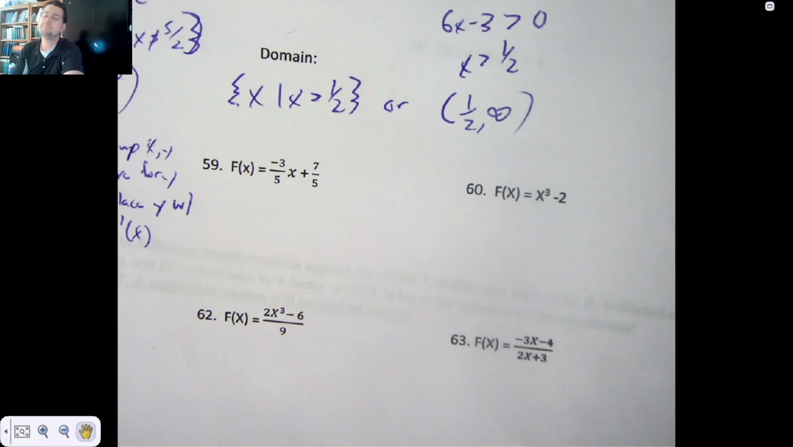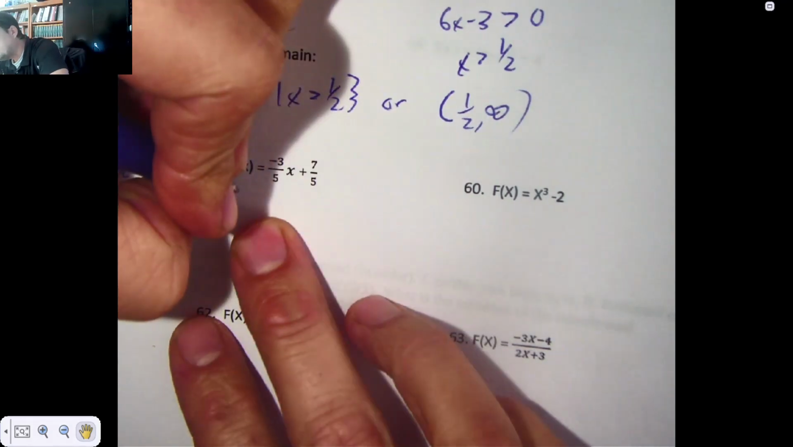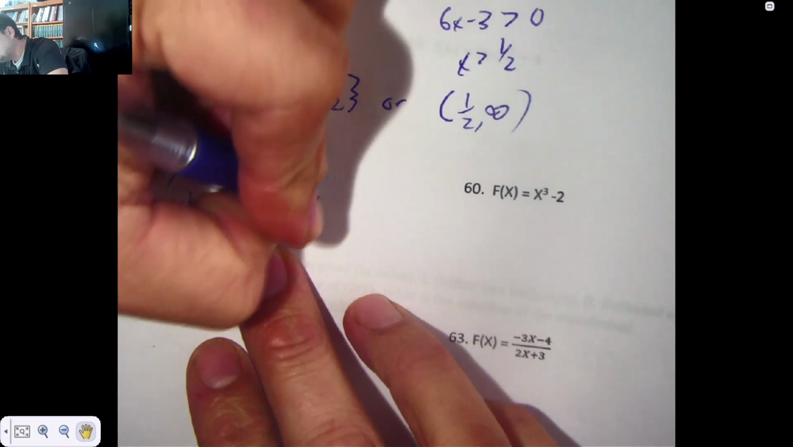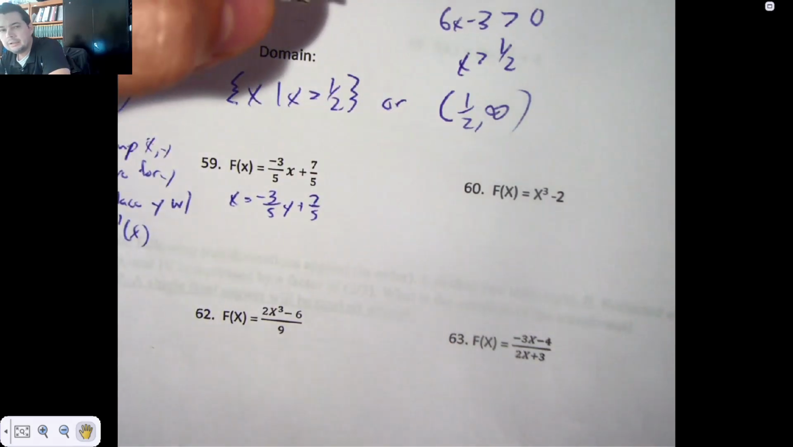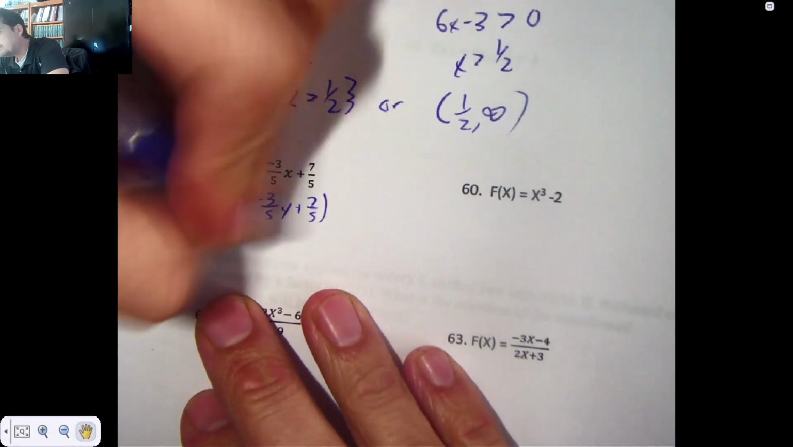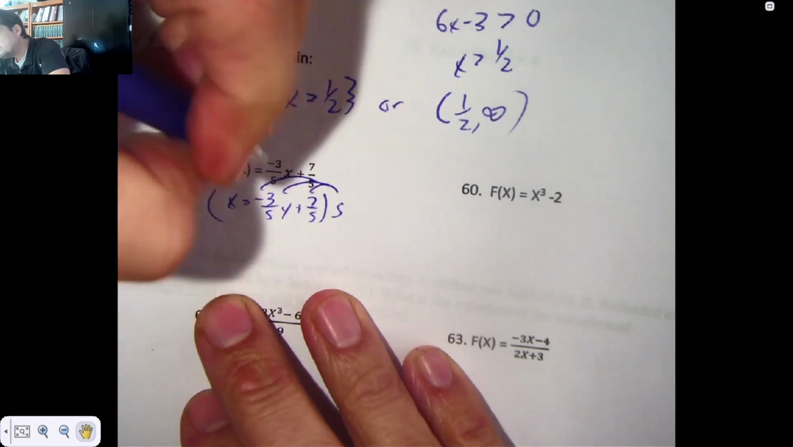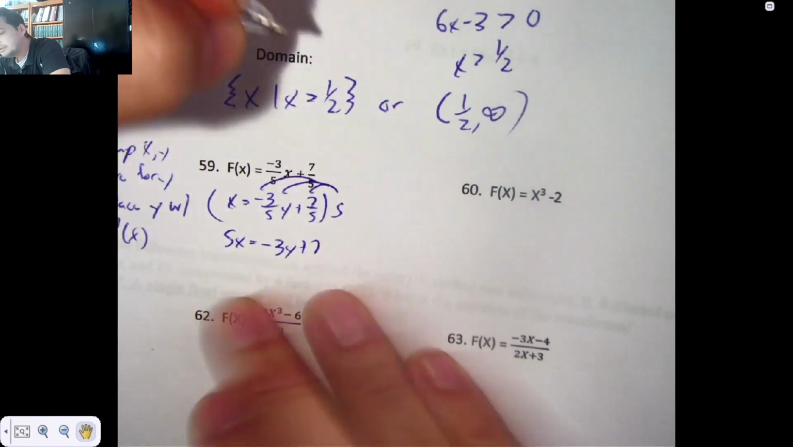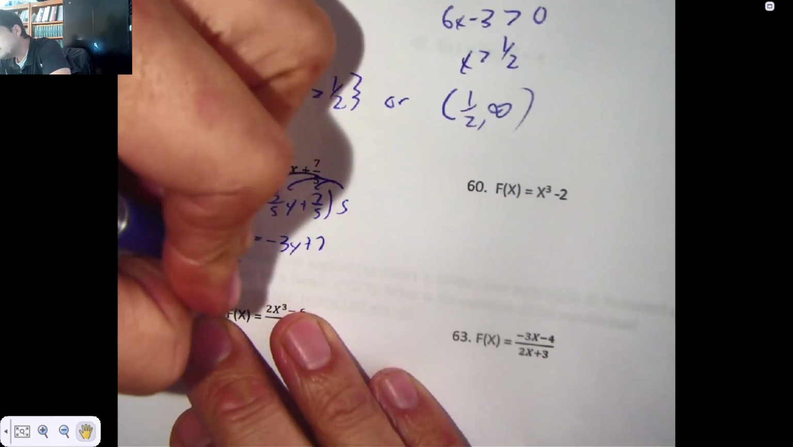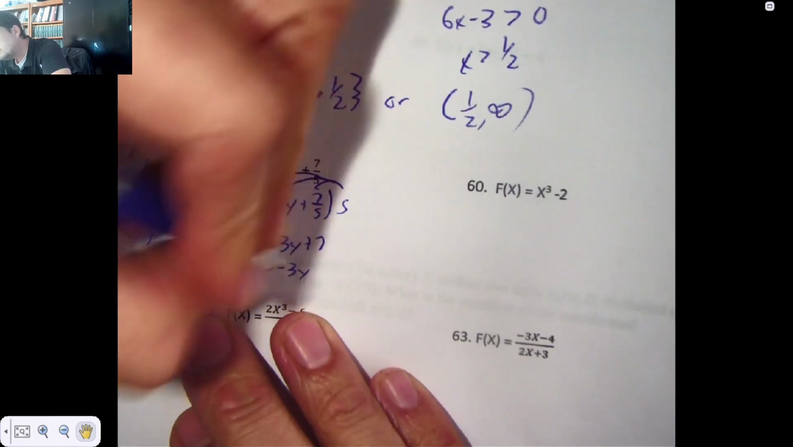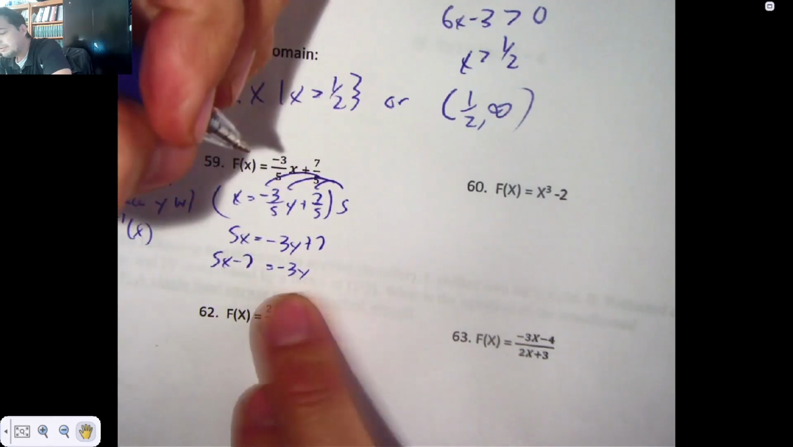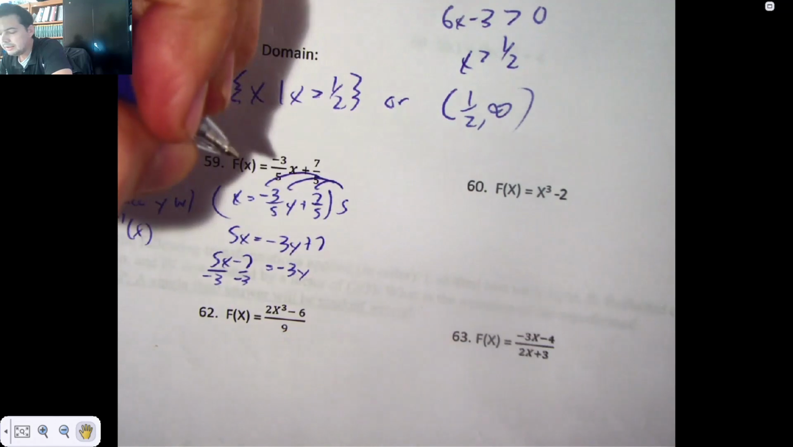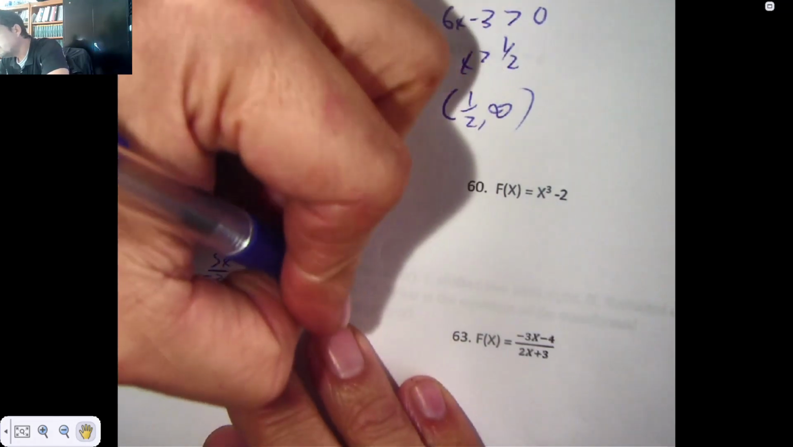59. 59 got fractions. Big whoop. That becomes x, and every place I see an x, I put a y. I'm going to clear the fraction. I'm going to multiply everything by 5, which is a technique I've taught you repetitively. 5x is negative 3y plus 7. Subtract my 7. 5x minus 7 is a negative 3y. And I'm going to divide by negative 3, and I'm going to do this piece by piece because I see an opportunity to clear out that negative symbol in between them.